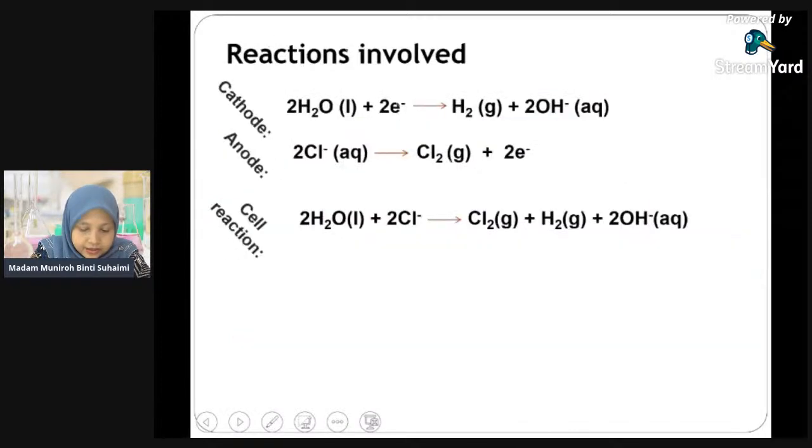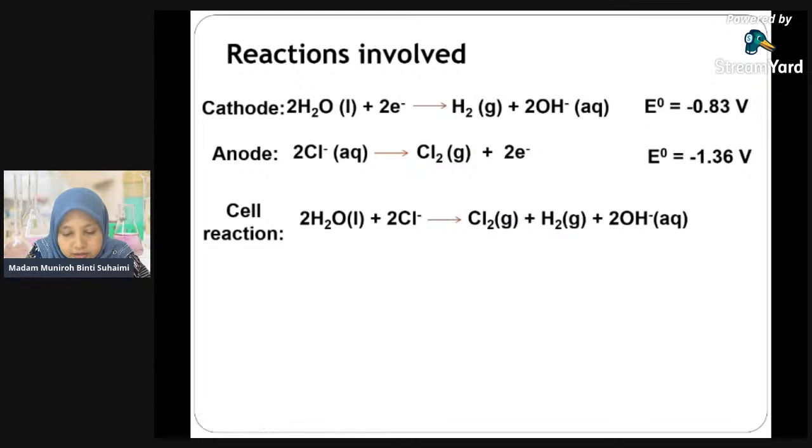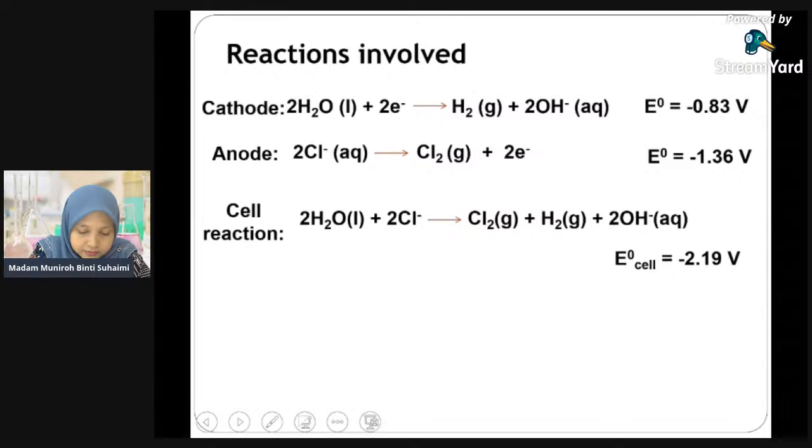This is a reaction involving the half cell cathode and half cell anode. For the cathode, H2O will be selected; at the anode, chlorine gas; and then the overall cell reaction. From the calculation, we have the E cell as negative 2.19 volt.